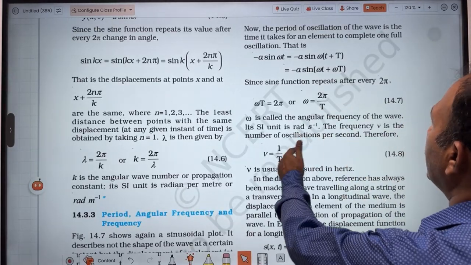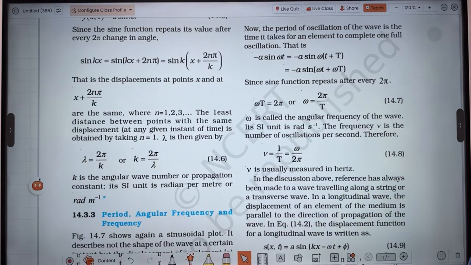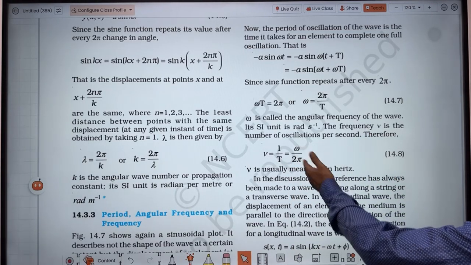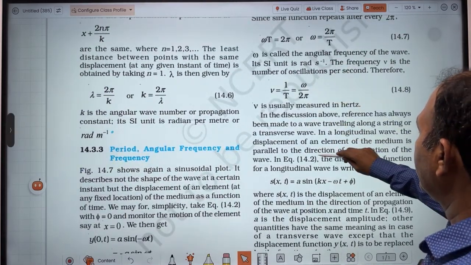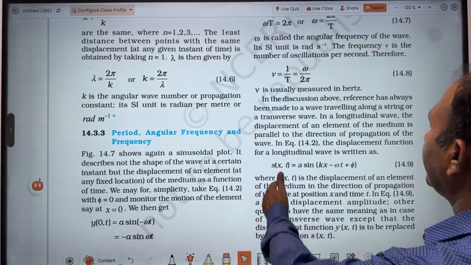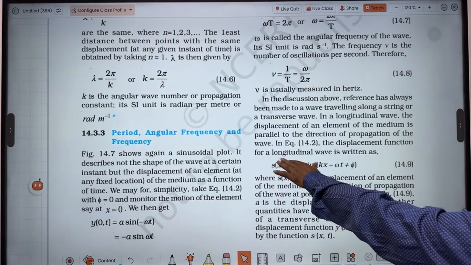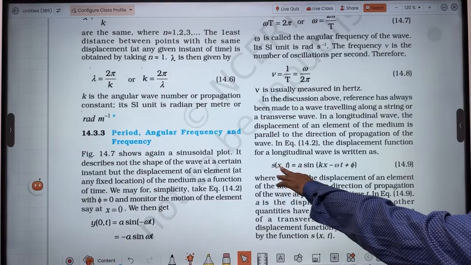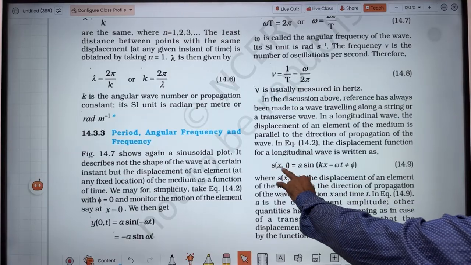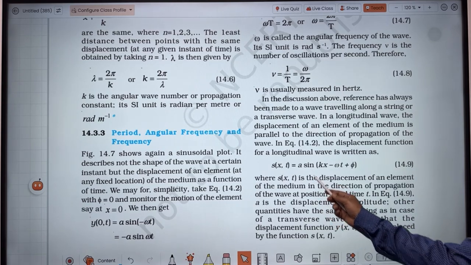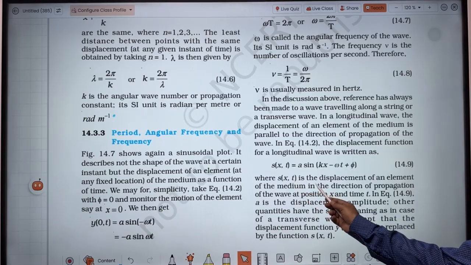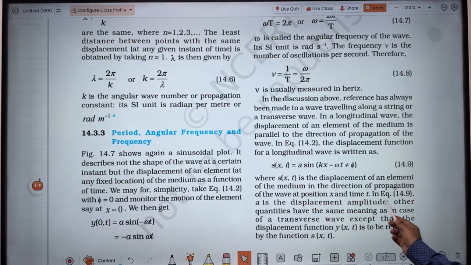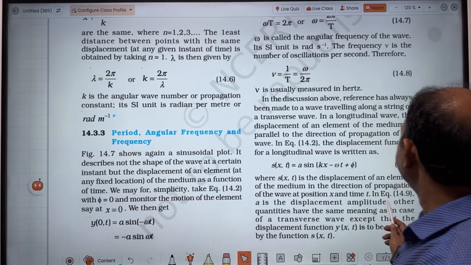The frequency ν is the number of oscillations per second. You have already studied this at a lower level also. So ν = 1/T or ω/2π. ν is usually measured in hertz. Now we write the equation. The displacement function for a longitudinal wave is written as s(x,t), meaning s is a function of x and t, and it is given by s(x,t) = a sin(kx − ωt + φ). Here s(x,t) is the displacement of an element of the medium in the direction of propagation of the wave at position x and time t.